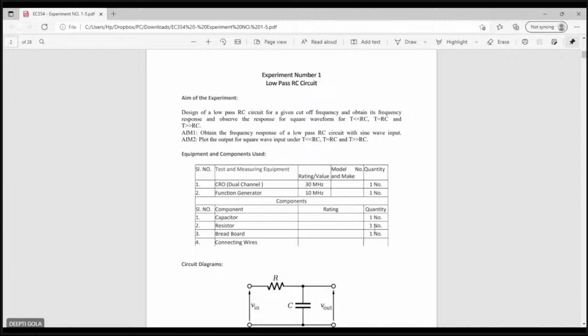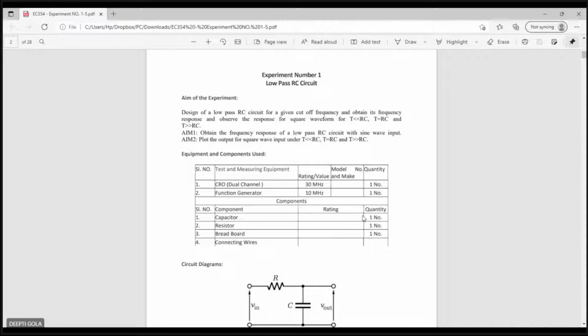And I think you might be aware of what a low pass RC circuit is. Have you read it before? Have you heard about the low pass filter? Yes, ma'am. Okay, so in this lab, we will be using Multisim only, due to these online classes and all.